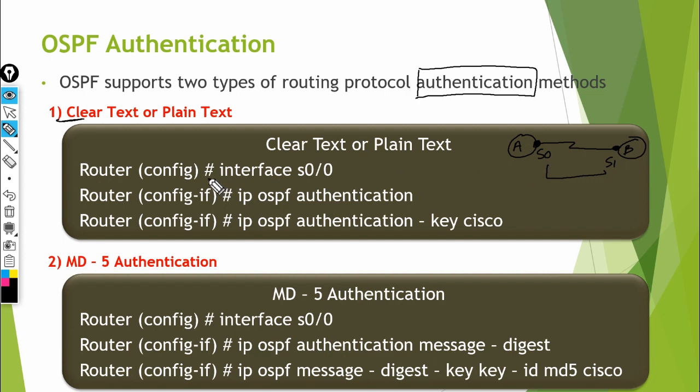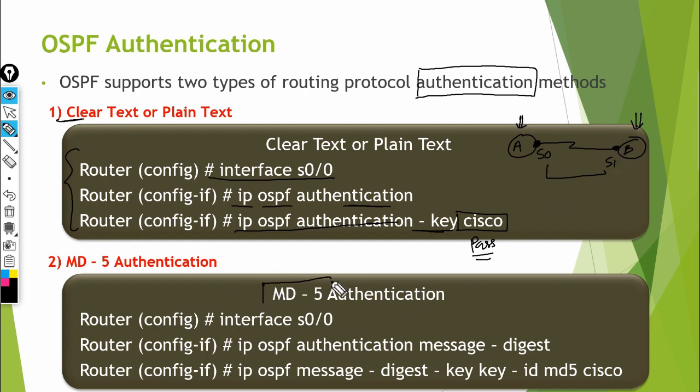The configuration is very simple. Go to the interface and define the command ip ospf authentication, and then the next command, ip ospf authentication-key, and the key is basically your password. You can define anything. For example, I am giving Cisco here. You can define something like CCNA, CCIE, a value which will be considered as the password. Make sure you configure this command in this router as well as in this router, then only will both routers form the neighbor relationship.